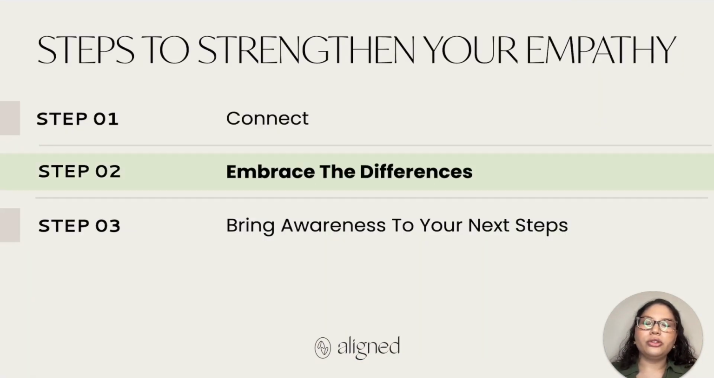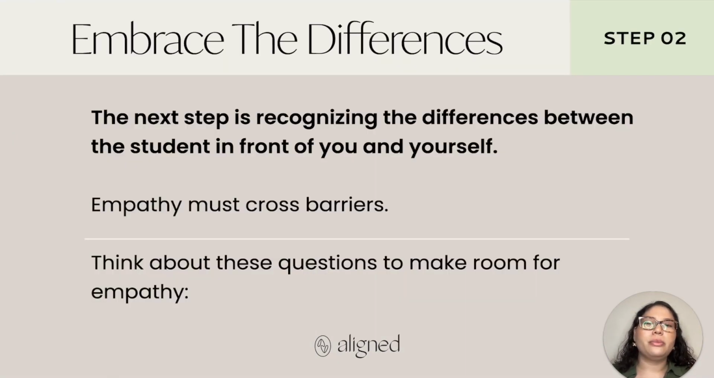Now, step number 2 is embrace the differences. So the next step can be the most uncomfortable one because it involves recognizing the differences between the student that you have in front of you and yourself. Empathy must cross barriers, but for that to happen, we must first acknowledge that there are differences that exist, like heritage, religion, gender, beliefs, race, etc. And think about the following questions to make room for empathy and acceptance in your relationship with your students.